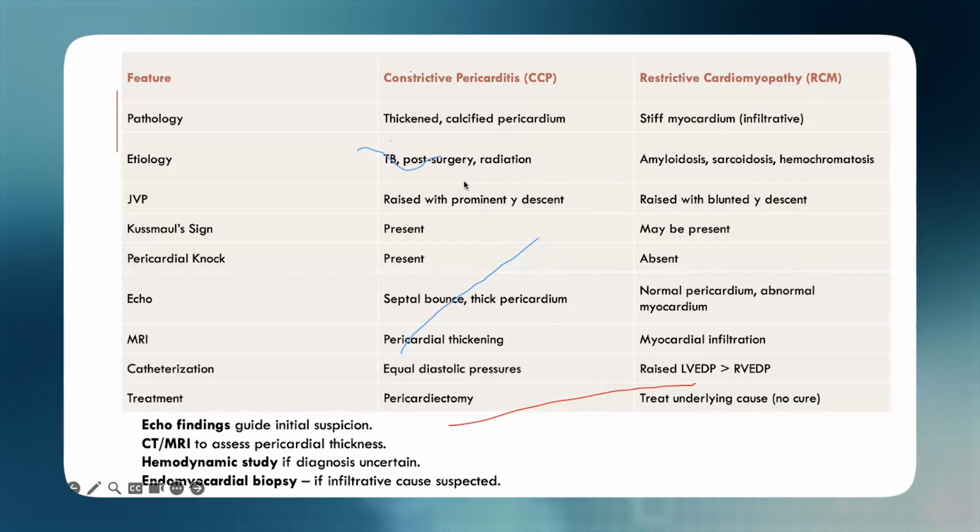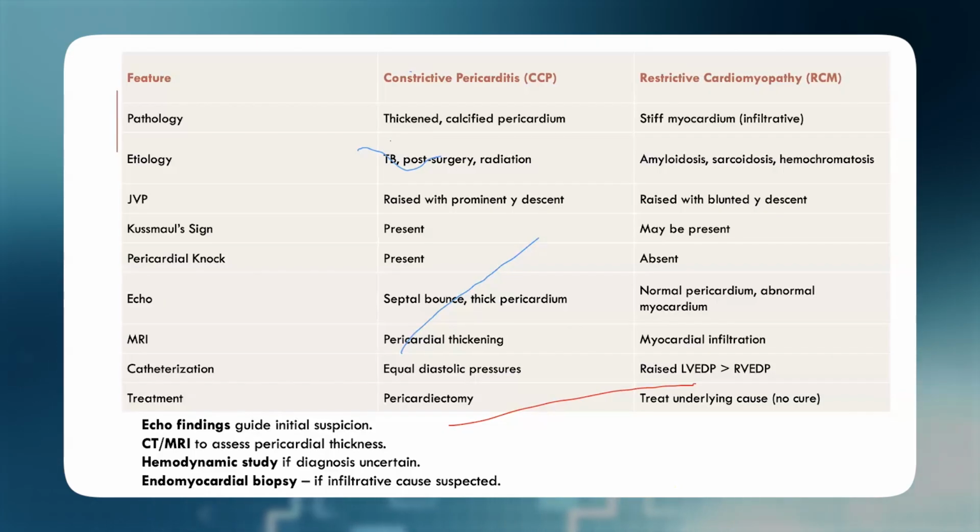Raised and prominent JVP, Kussmaul sign will be present, but pericardial knock is present or absent. In echo, it is a telltale sign. In constrictive pericarditis, there will be septal bounce, thick pericardium, and in RCM, the pericardium will be completely normal. There will be thickening of the LV wall, biatrial enlargement, interatrial septal thickening. We just talked about it.